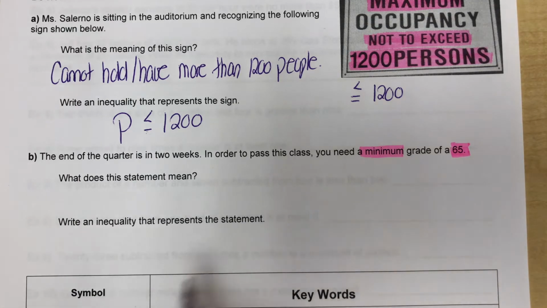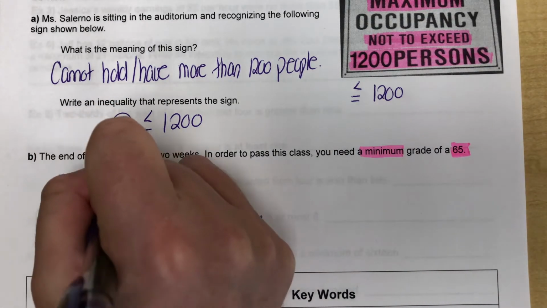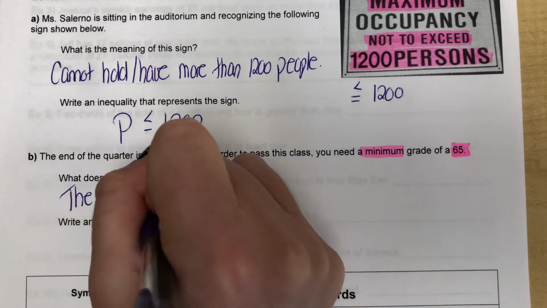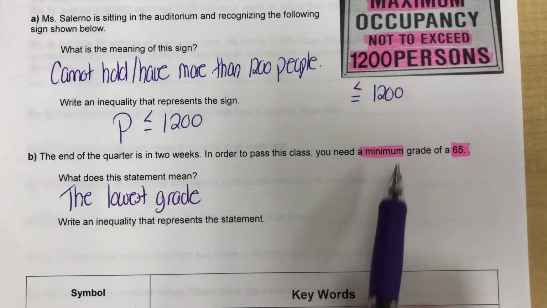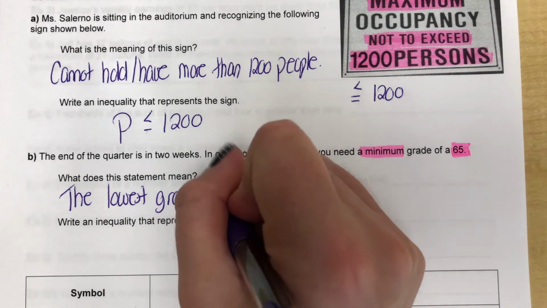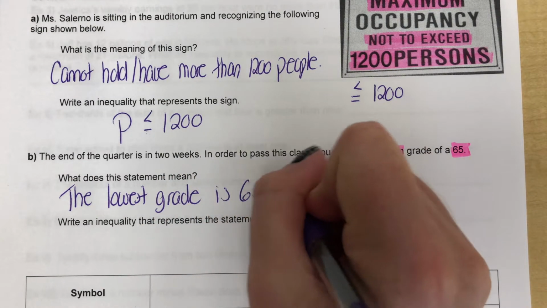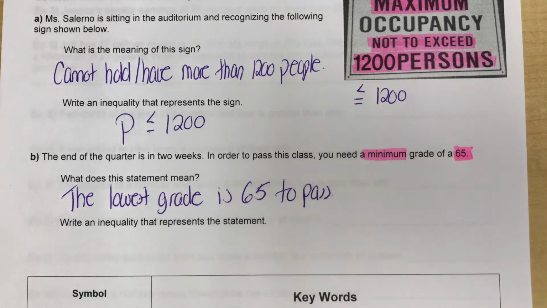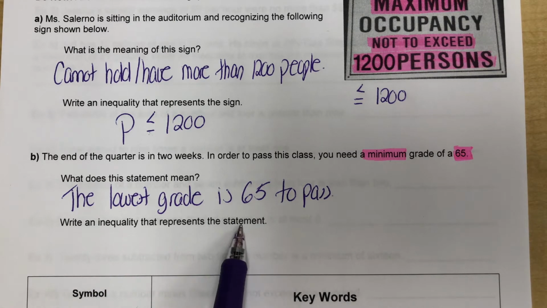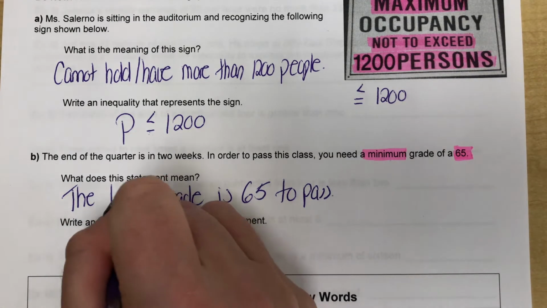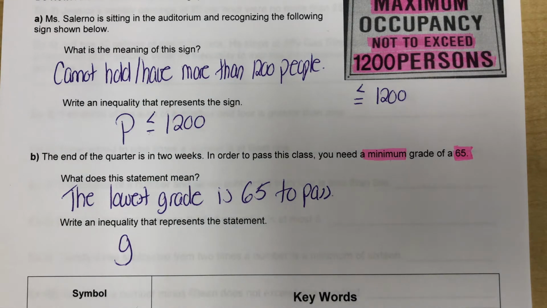So what does this mean? It means that the lowest grade, right? The lowest grade, the minimum grade that you can have is a 65 to pass. All right. Next, it says write an inequality to represent this statement. So I'm going to use the variable g for grade, because that's your lowest grade. So I know that my variable is g, and I know that my number is 65.